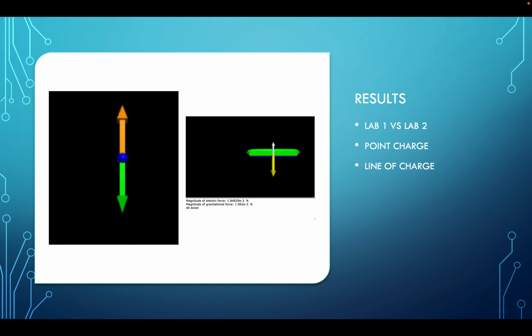Here are the results of the lab. The first picture on the left is from our lab 1, which was the point charge. And the one on the right is the line of charge, where the green shows the electric field.